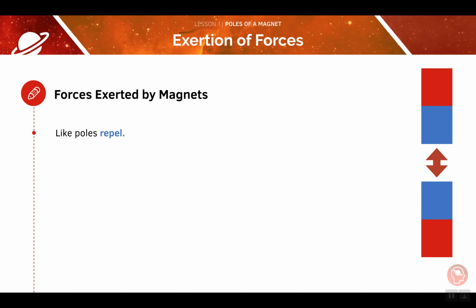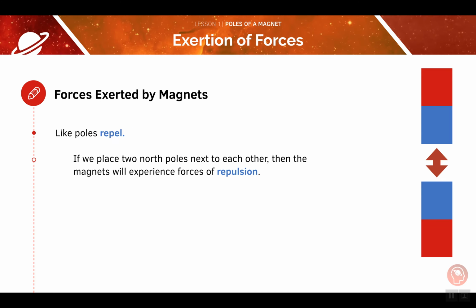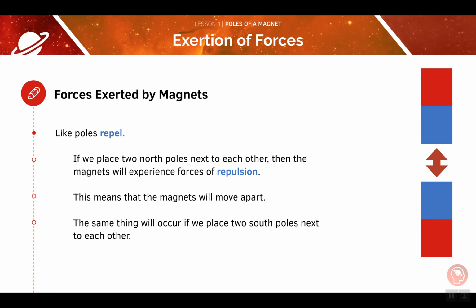You need to remember the following statements. They're quite important. Like poles will repel. If we place 2 north poles next to each other, then the magnets will experience forces of repulsion. Therefore, these magnets will move apart. The exact same thing happens when 2 south poles are placed next to each other. They will repel.